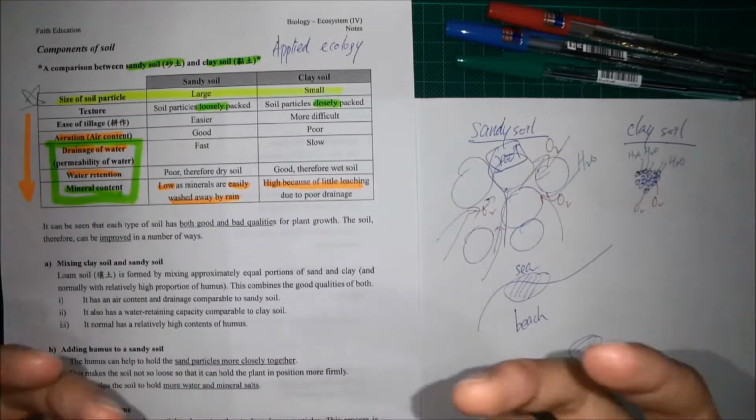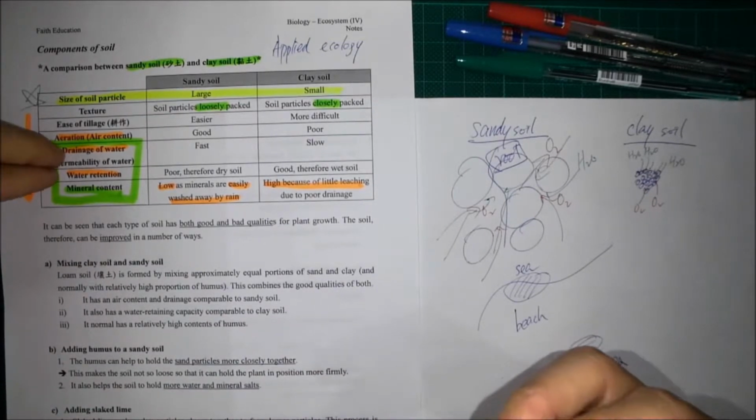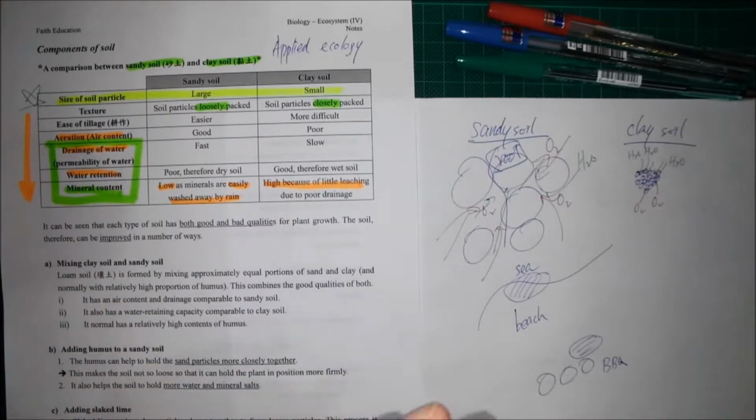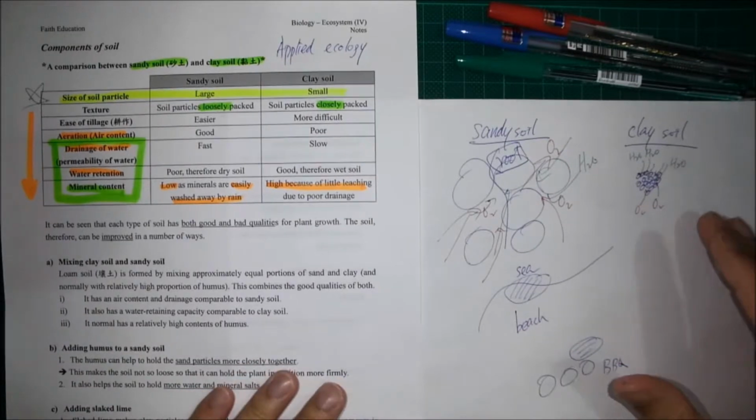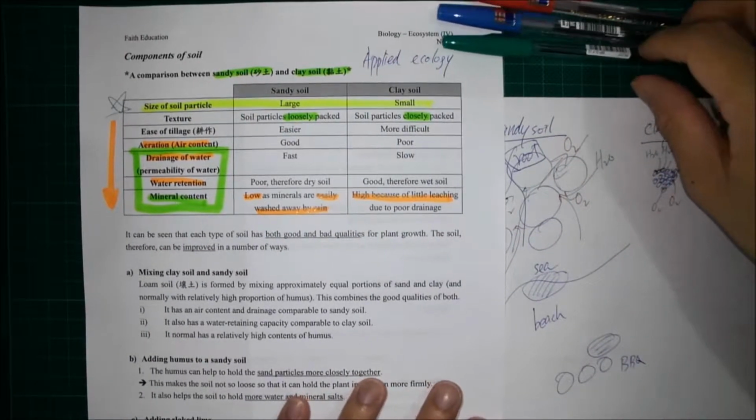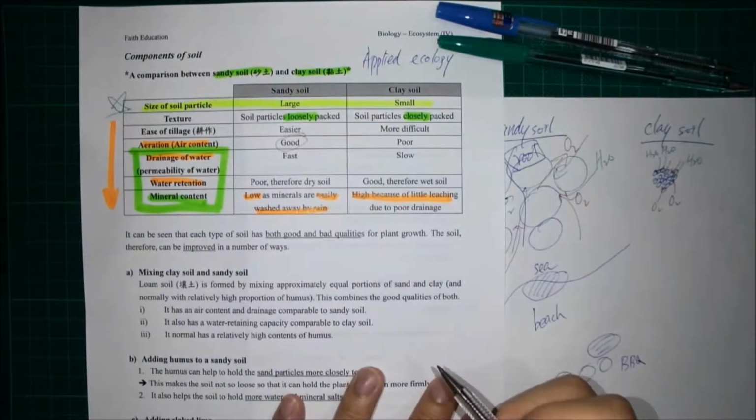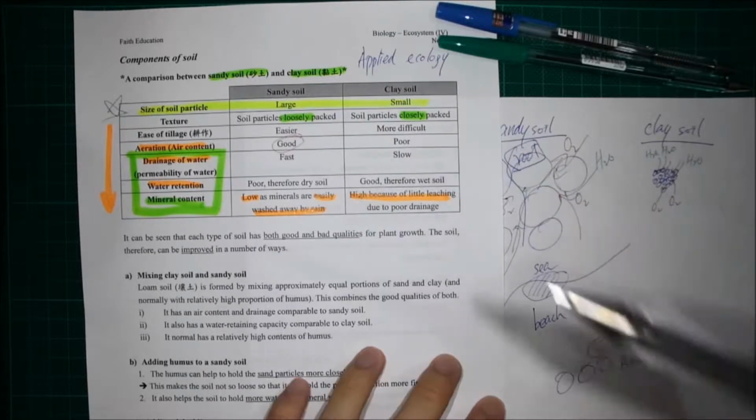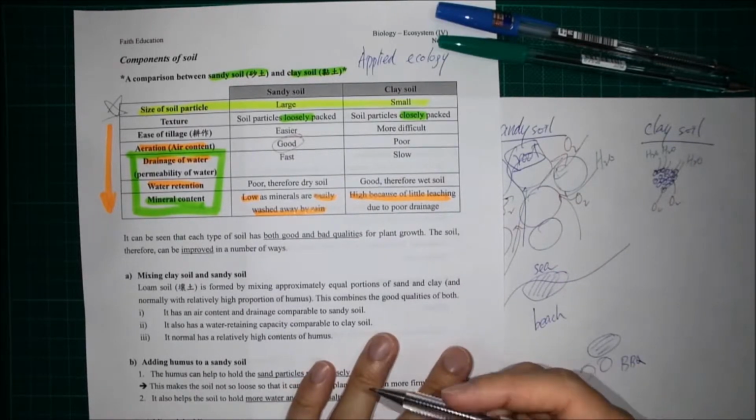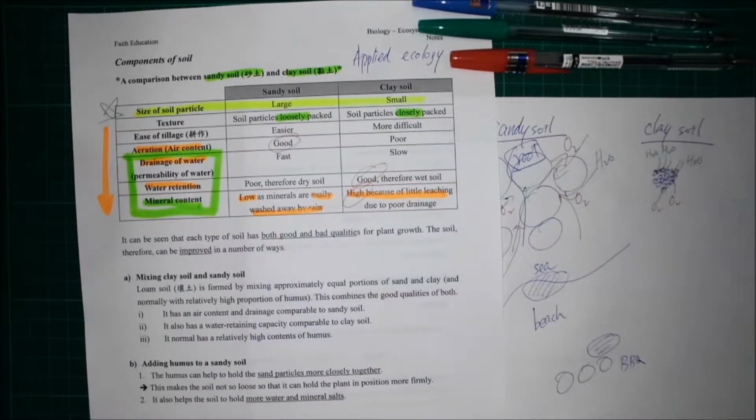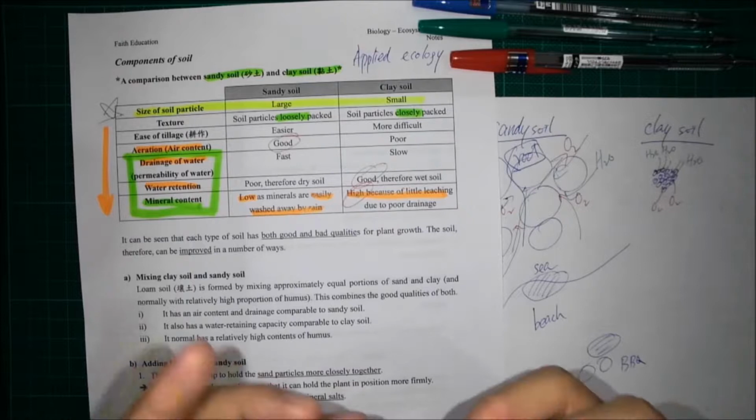That's why we compare the air content, the water content, and the mineral content to determine which one is a better soil for farming, for agriculture. You may think that for aeration, sandy soil wins, but for water retention and mineral content, the clay soil wins, Mr. Leung. So actually, which type of soil is much more suitable?